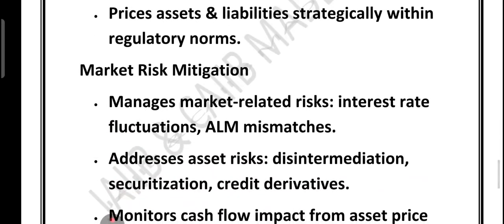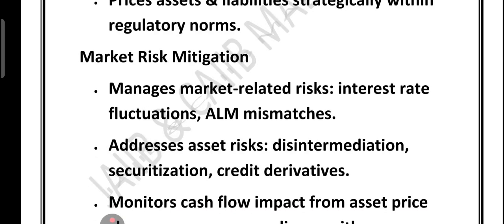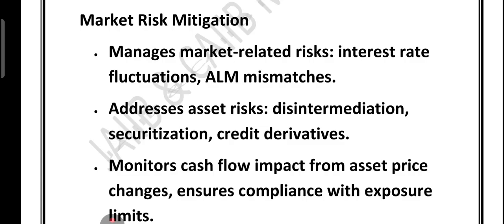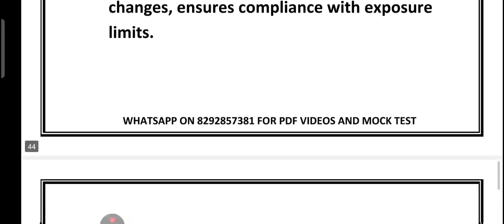Then we have market risk mitigation. Basically, interest rate fluctuation and ALM mismatch are managed by our integrated treasury. We address asset risks like disintermediation, securitization, and credit derivatives. These are the risks faced by assets. We monitor the cash flow impact: what will be the impact on cash flow due to a change in the price of the asset? We monitor that and ensure compliance with the exposure limit.